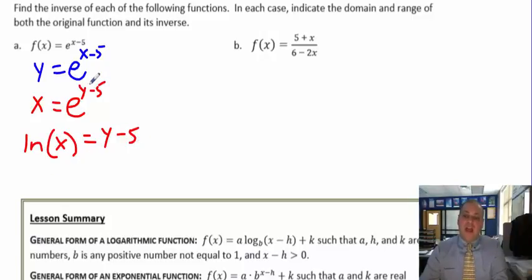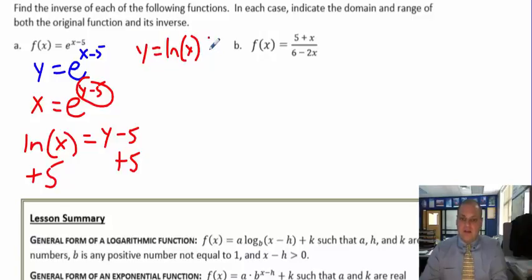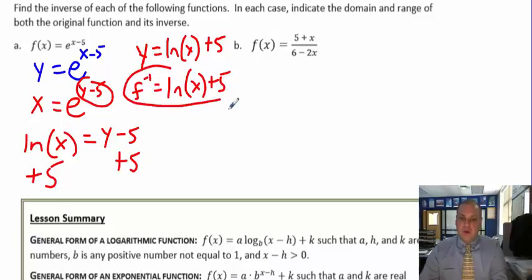Remember, log equals the exponent. There's my exponent. In exponential form, this is the exponent. Log equals exponent. And now how do I get y by itself? Add 5. Okay, so my final answer will be y equals ln of x plus 5. So that's my natural log function shifted up 5 units. And we're going to write it as f inverse. F inverse equals natural log of x plus 5. So that really is the proper way to write an inverse.